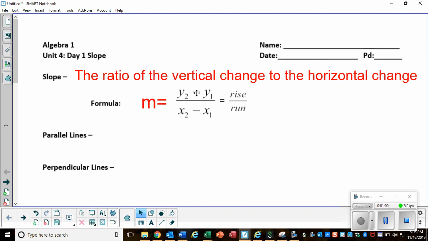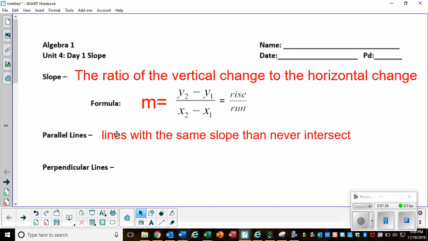All of these variables are talking about coordinates from an ordered pair. So the y-coordinate from the second point minus the y-coordinate from the first point, the x-coordinate from the second point minus the x-coordinate of the first point. That'll give us a change in the y values over the change in the x values, also known as the rise over the run. Okay.